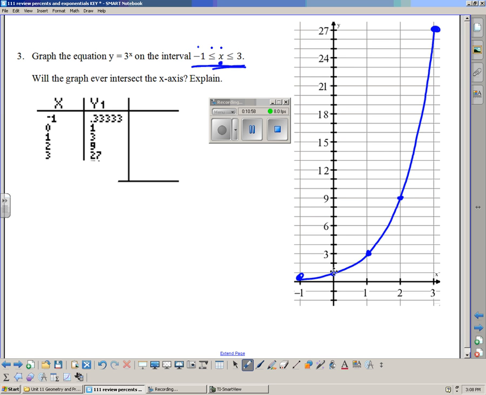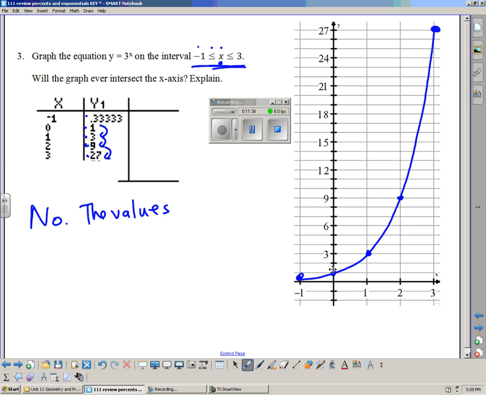Okay. Then it says, will the graph ever touch the x-axis? The answer is no. If you think about what's happening in the table, every time I go up through the table, what am I doing? I'm multiplying by 3. 1 times 3 is 3. 3 times 3 is 9. 9 times 3 is 27. So if we go backwards, we would be dividing by 3. 27 divided by 3 is 9. 9 divided by 3 is 3. 3 divided by 3 is 1. 1 divided by 3 is 0.33333.